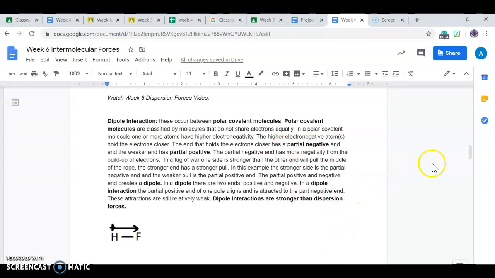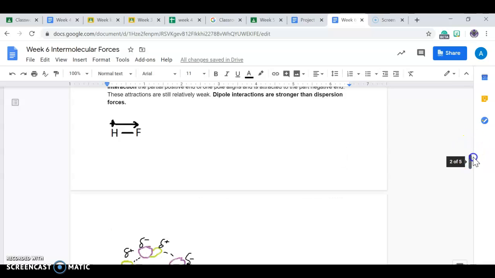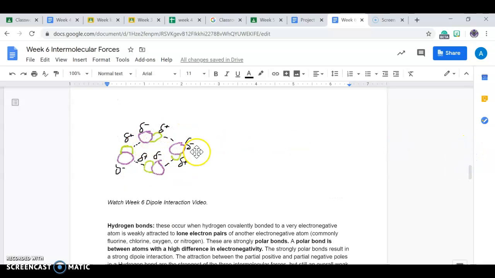So that's a dipole interaction. So remember, partial positive, partial negative. The dipole is there at all times, right? Looking at these molecules, this is how they're arranged. Okay.